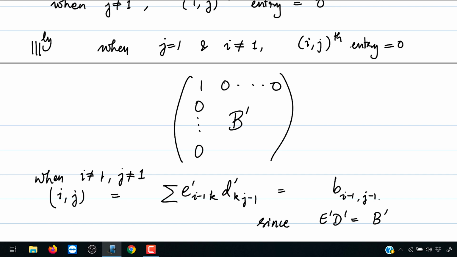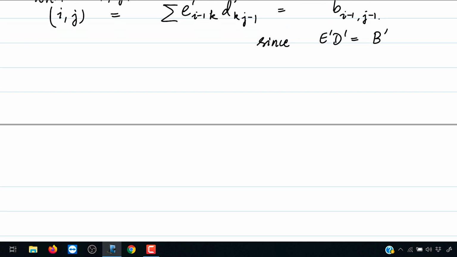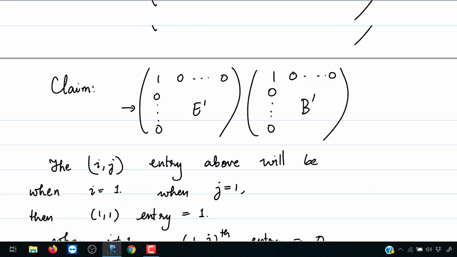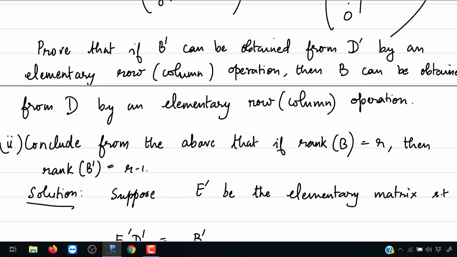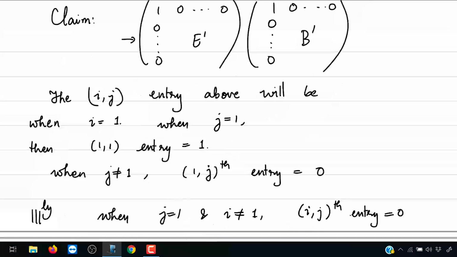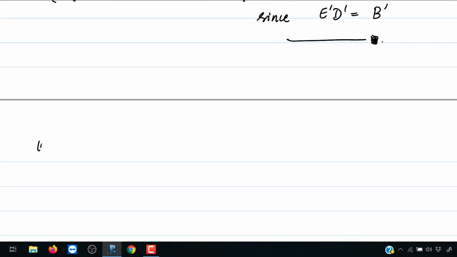All right, so we have established the first part of the proof, the first part of the problem. What was the second part of the problem? Let's go back. It's saying that using this first part, conclude that if rank of B is equal to r, then rank of B prime is equal to r minus 1. Okay, so let's see how to go about this. Let rank of B prime be equal to some k.